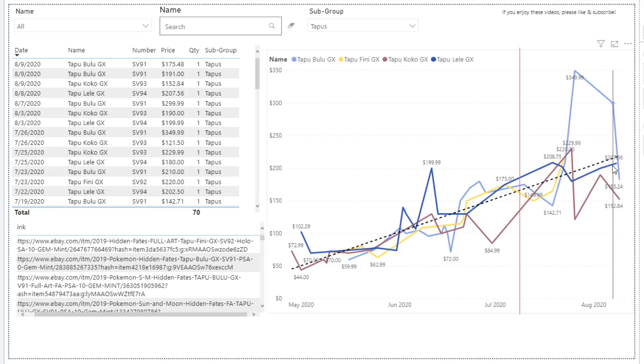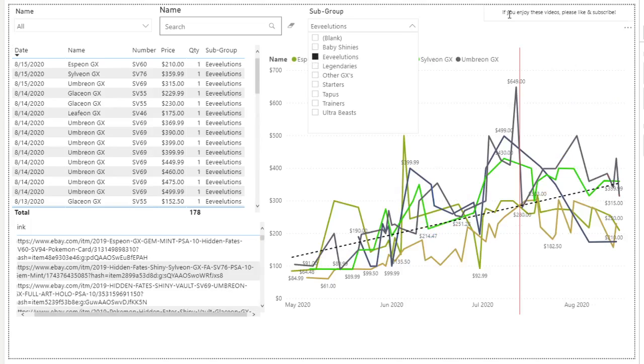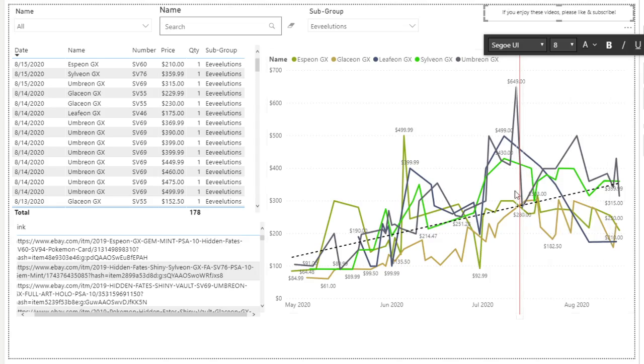Okay, so that's the Tapus. Everybody is pretty much on a steady increase regardless of this July 6th announcement. Next up, let's go over to the Eeveelutions. And the Eeveelutions have had definitely a taper off in their sales. Let's see, this is here.